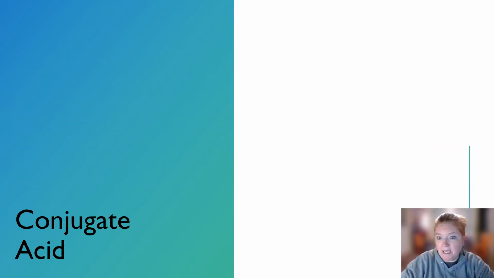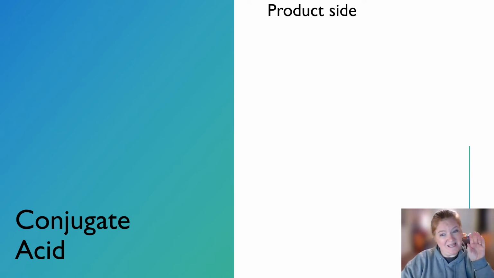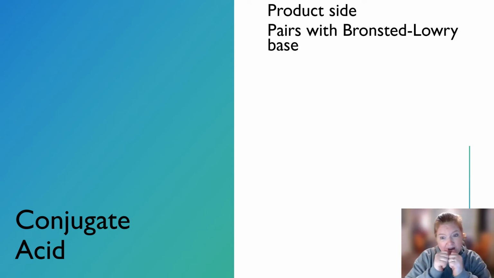So let's look at conjugate acid, also on the product side. On the reactant side, we have acid and base. On the product side, we have conjugate acid and conjugate base. This time it pairs with a Bronsted-Lowry base.